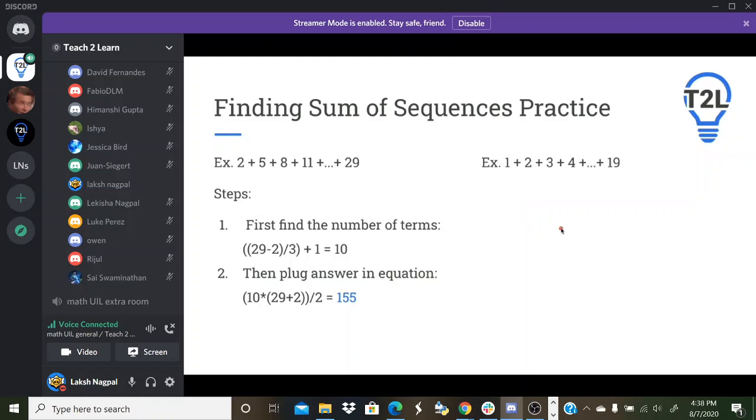So now it's your turn. Try to add up all the numbers from 1 to 19.